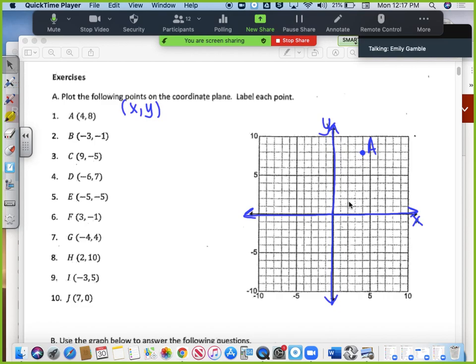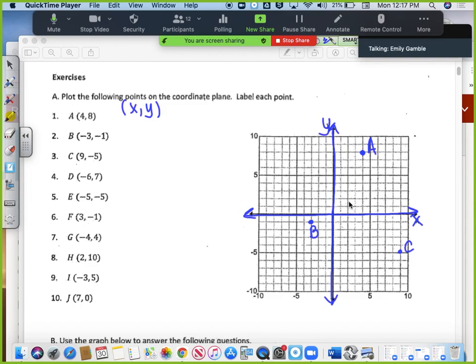All right, so we're going to go over these to make sure that you remember how to plot points before we move on to anything more difficult than this. So letter B, -3, -1, we will go to the left 3 and down 1, and that's where this point would be. For C, we will go to the right 9 and down 5, and make a point here, and that would be point C.